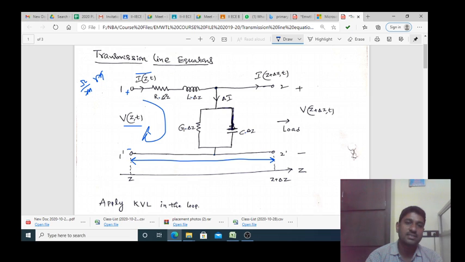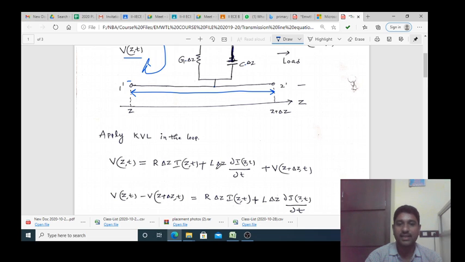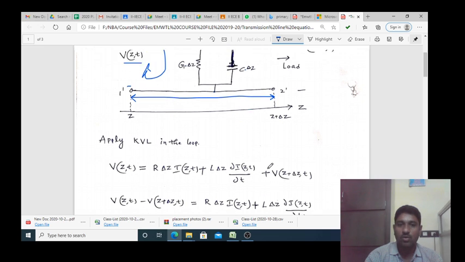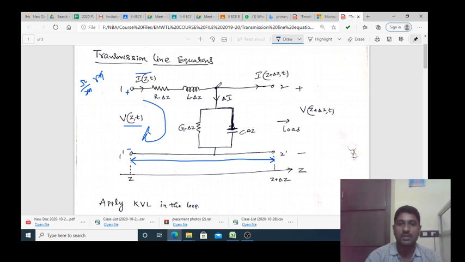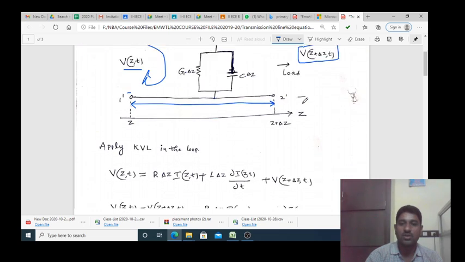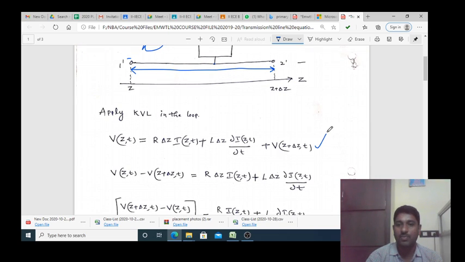The voltage across the resistor is given by R into current I of z comma t. The voltage across the inductor is normally L into di by dt. Instead of L, here we write L into del z into dou I by dou t, plus the voltage between these two terminals. What is the voltage between these two terminals? That is equal to this voltage, V of z plus del z comma t. This is the equation obtained by applying KVL in the input loop.